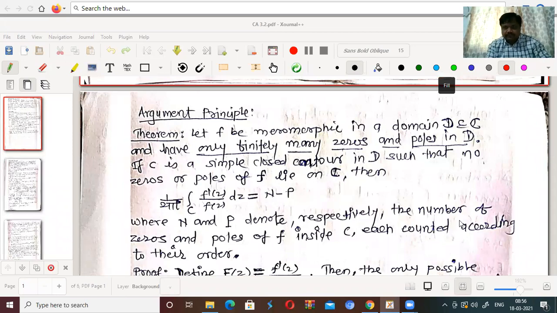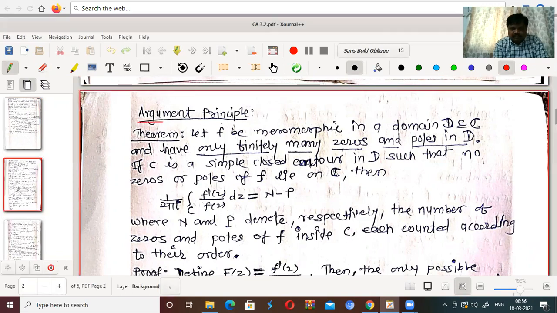Hello friends, today we will discuss the argument principle. Argument principle. We know what is meant by the argument of z or f of z.